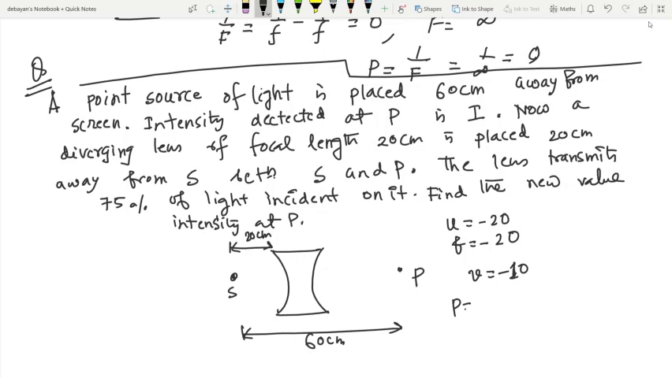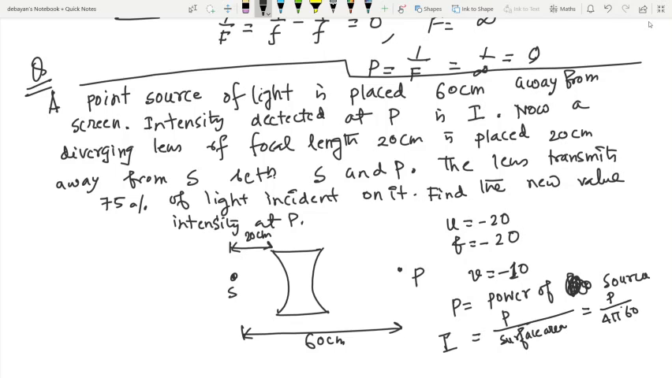Then if P is the power of the source, we know a formula: I equals P by 4 pi r square. If P be the power of the source, then intensity is equal to power divided by surface area, 4 pi r square. So this is nothing but P by 4 pi into 6 square, this is the corresponding intensity.